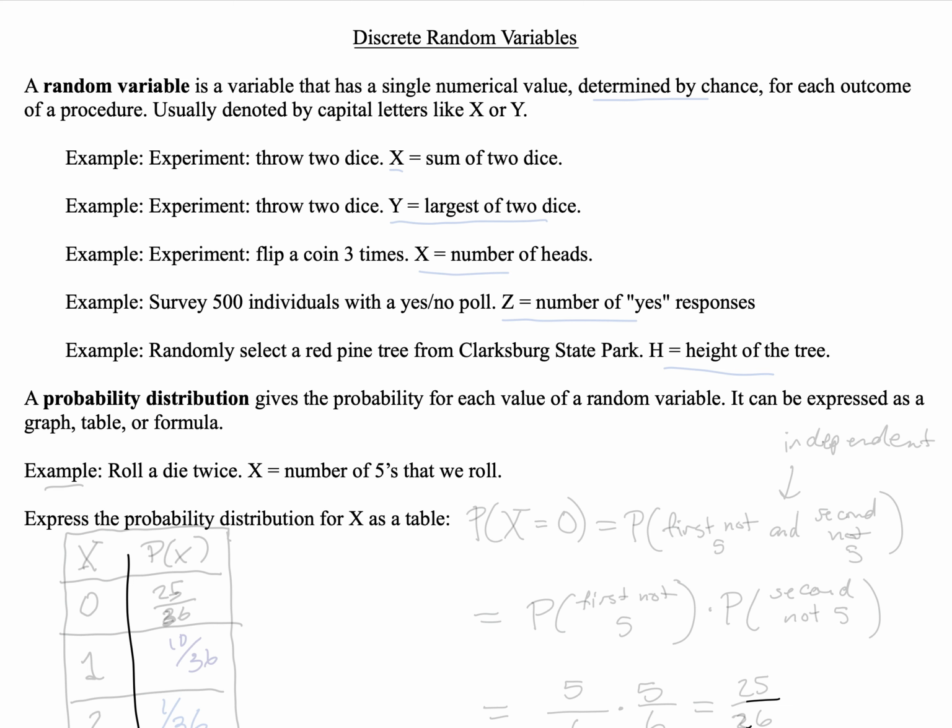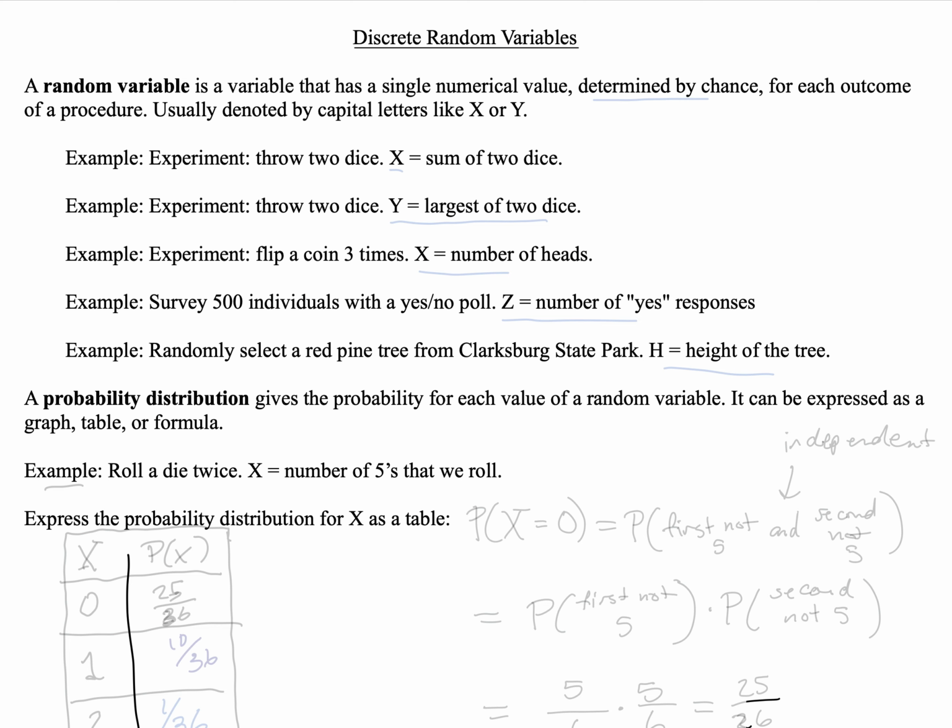In this video, we're going to introduce random variables and then specifically talk about discrete random variables. So a random variable is a variable that has a single numerical value determined by chance for each outcome of a procedure. And random variables are usually denoted by capital letters like X or Y.